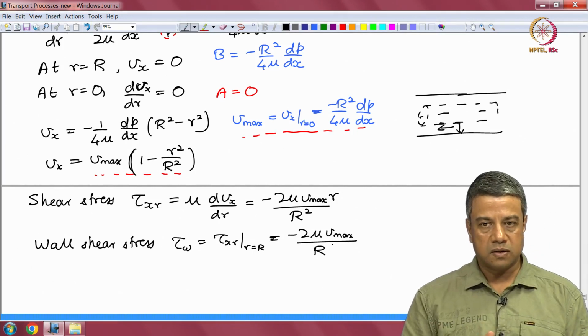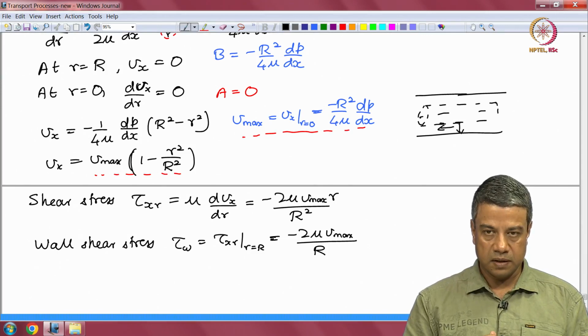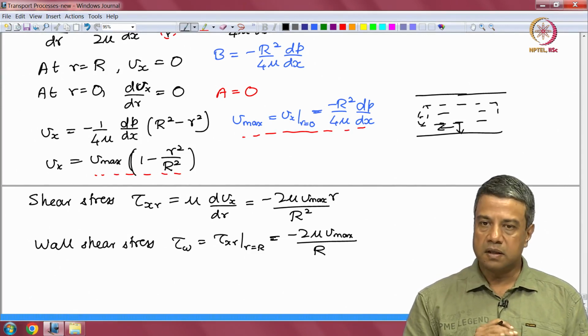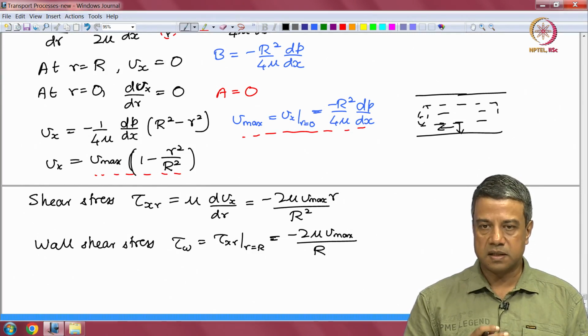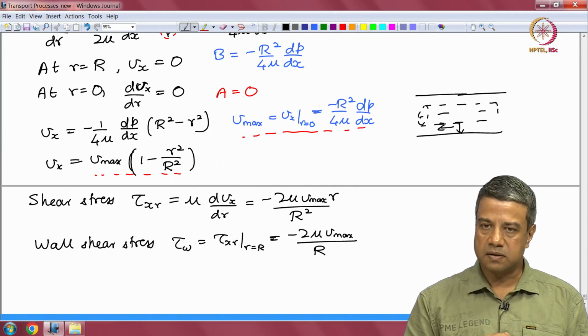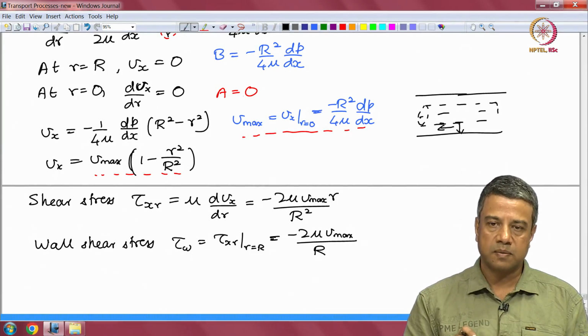So, the wall is exerting a force in the minus x direction on the fluid. The fluid is exerting a force in the plus x direction on the wall. So, the wall is exerting a force in the minus x direction on the fluid, and that force balances the force in the plus x direction due to the pressure difference.